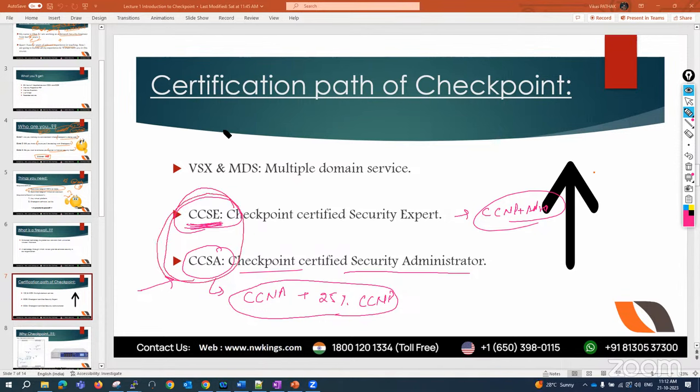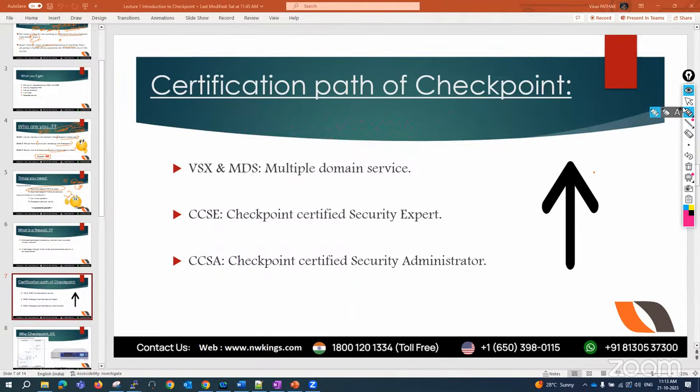We will pick one particular topic. We'll start from zero. We'll drag it till the CCSA level. Then we'll drag it till the CCSE level. And then till the 100th level, meaning the basics, the advanced, plus the troubleshooting. All three aspects we will be covering in these classes. Okay.